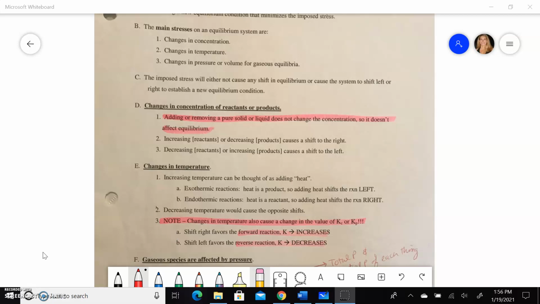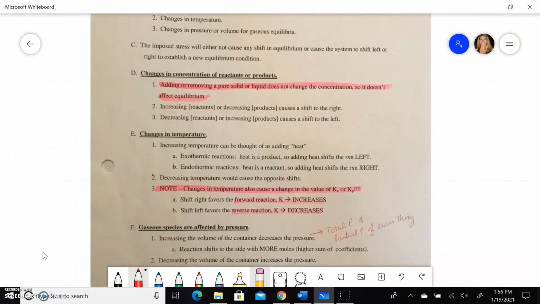And so the first thing we're going to talk about is the concentration. First thing to notice is what's highlighted in pink. Keep in mind that pure solids and liquids don't change the concentration. So if you add more solid, it's not going to affect equilibrium. It's not going to shift the reaction. But if you increase or decrease the others, it can cause a shift.